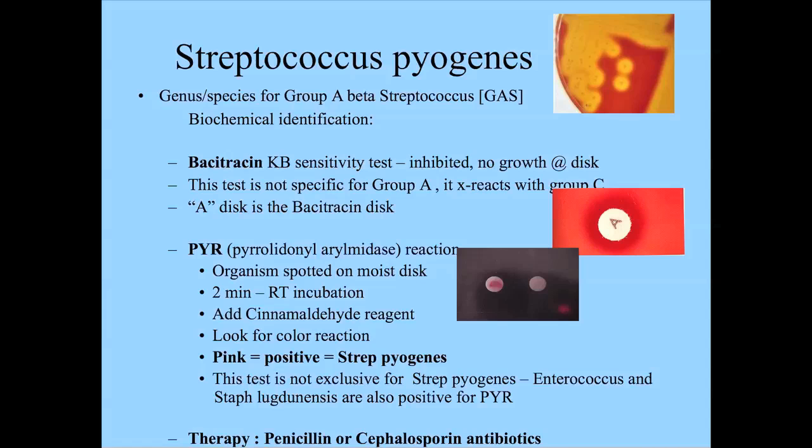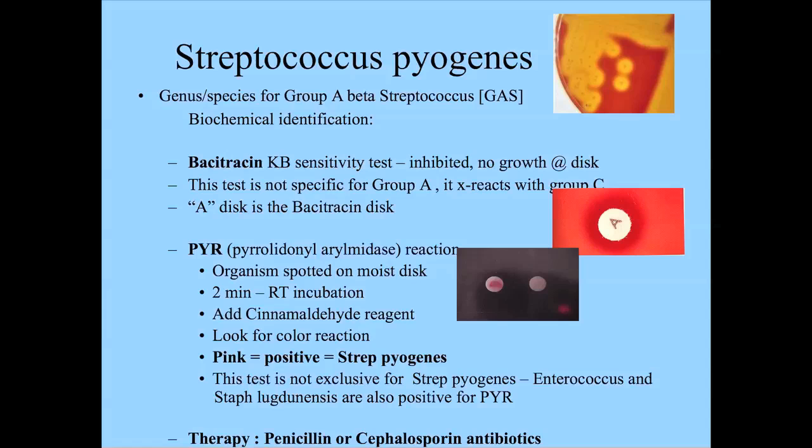The pink color is positive in the PYR test, pink for positive, and the Strep pyogenes will turn pink on the PYR disc. As I said, this disc is not just for beta hemolytic strep group A. There are other organisms, namely Staph lugdunensis, and we're going to talk about the Enterococcus, and they're positive on the PYR disc as well.